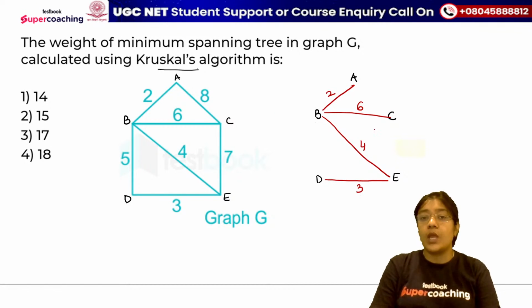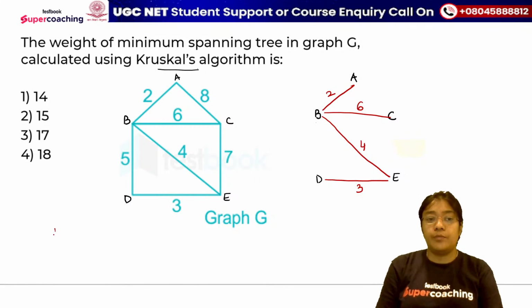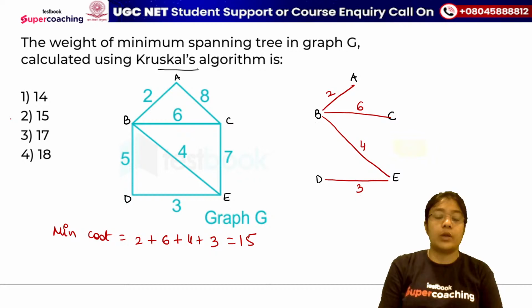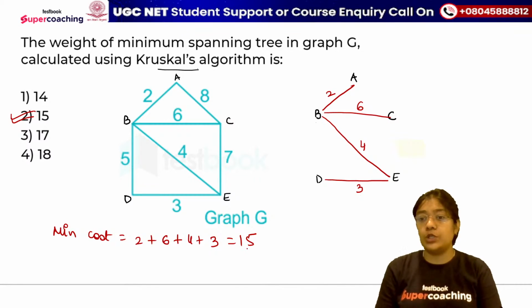This is true. So the minimum cost is 2 plus 6 plus 4 plus 3. That is nothing but 15. So correct answer for this question is option 2.